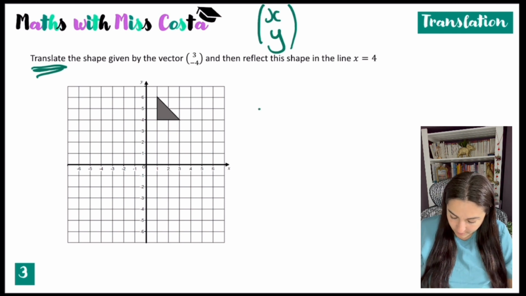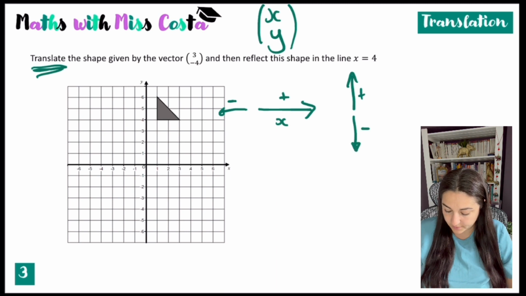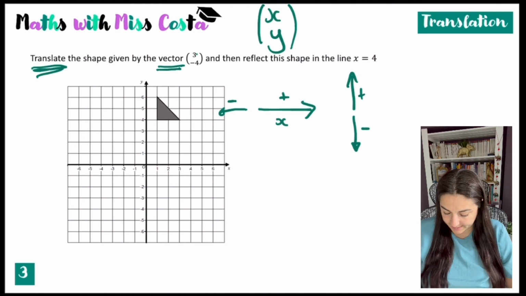Now, if you're moving to the right along the x-axis, your x value will be positive. If you're moving left, it will be negative. Similarly with your y values, if you're moving up, the value will be positive, and if you're moving down, the value will be negative. So the vector I've been given is 3, -4.